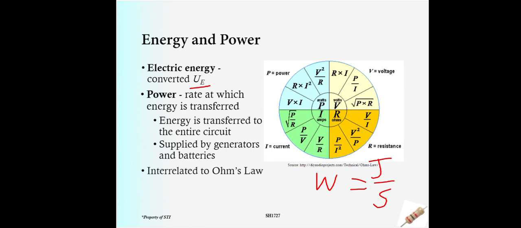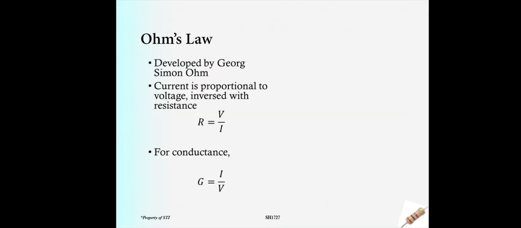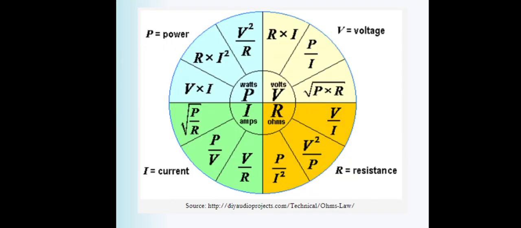Okay. So, in addition then, energy and power is interrelated to Ohm's law. So, as a recall lang, Ohm's law, it is developed by George Simon Ohm, and current is proportional to voltage and inversely proportional with resistance. So, meron tayong formula na R is equal to V over I. So, when we solve for the power, no, we have this formula, okay?